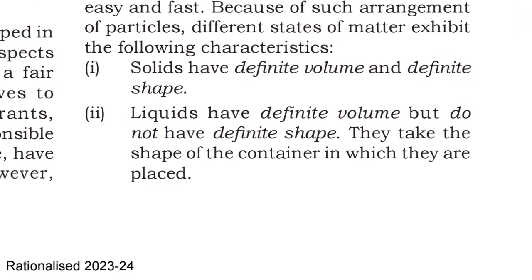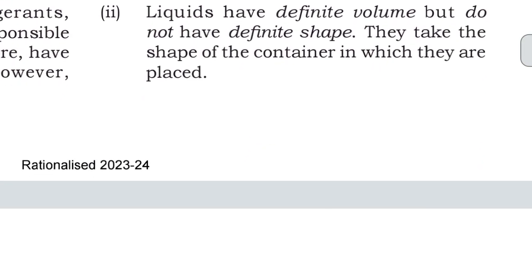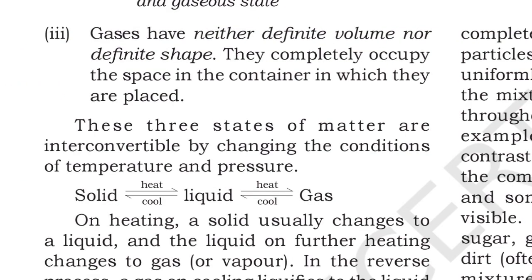Solids have definite volume and definite shape. Liquids have definite volume but do not have definite shape. They take the shape of the container in which they are placed. Gases have neither definite volume nor definite shape. They completely occupy the space in the container in which they are placed.